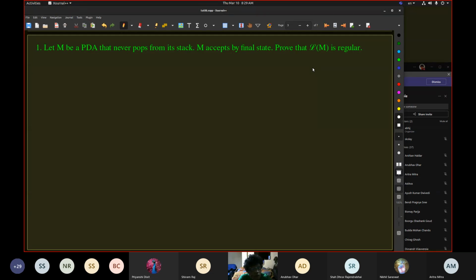Maybe let us solve one or two more exercises, new exercises. Okay, so let M be a PDA that never pops from its stack. And obviously, since it cannot empty its stack, it must accept by final state. Now prove that the language of M is regular. Give me an idea.